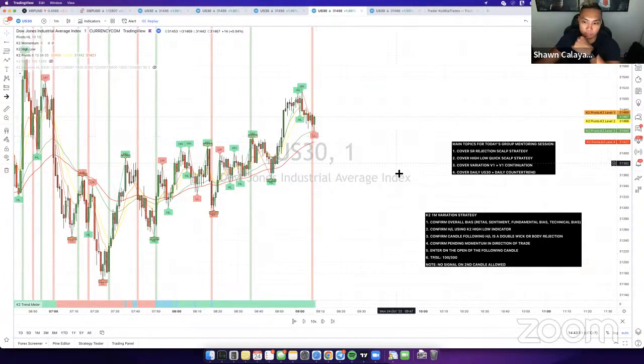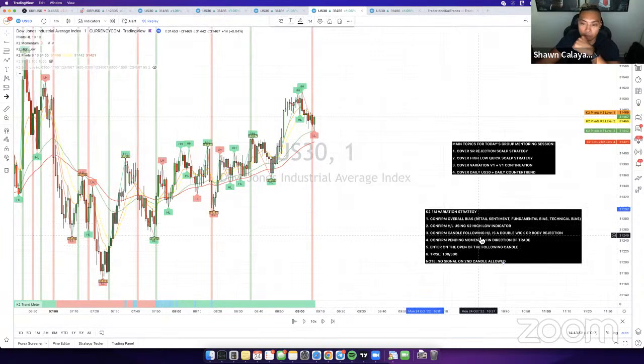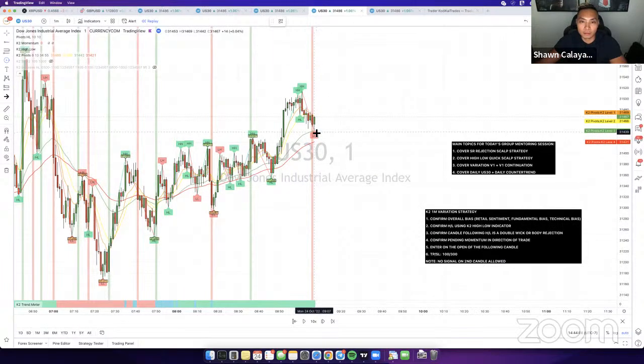So with that said, we have the requirements over here for the variation. Once you have all these requirements met, first, confirm overall bias. We already talked about how it was bullish. Second, you want to confirm the high-low using the high-low indicator. So we have the low right here. The highs don't really matter because we're looking for buys here since the overall bias is bullish. Then you want to confirm the candle following the high-low is a double wick or double body rejection. You can see right here that these bodies align. So that fits the criteria.